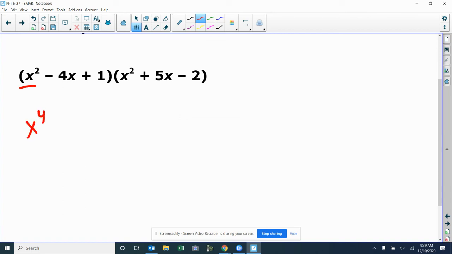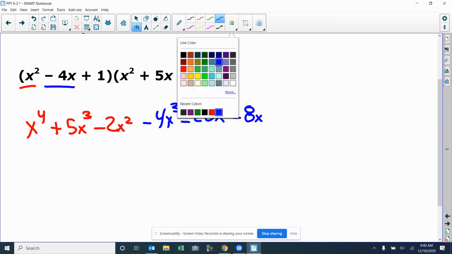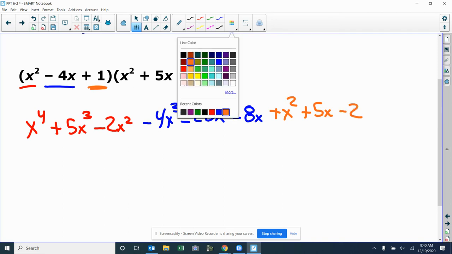It's gonna give me x to the fourth. It's gonna give me plus 5x cubed. That's gonna give me minus 2x squared. Minus 4x cubed minus 20x squared minus 8x. So give me plus x squared plus 5x minus 2.